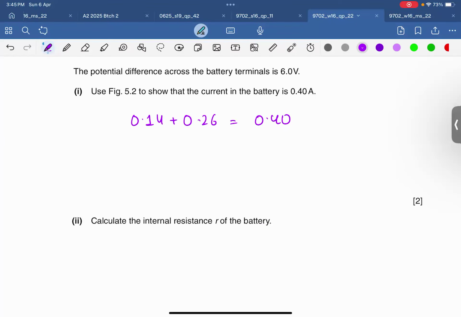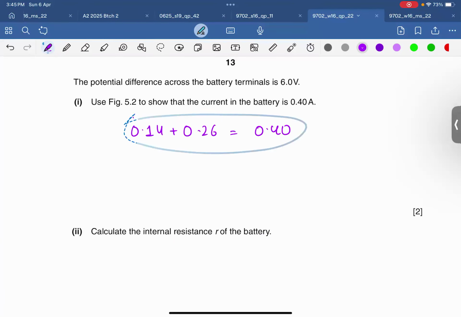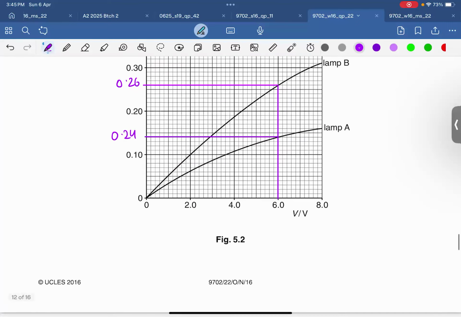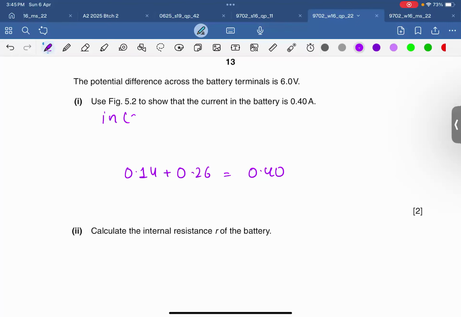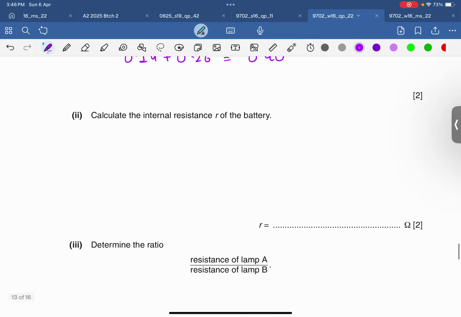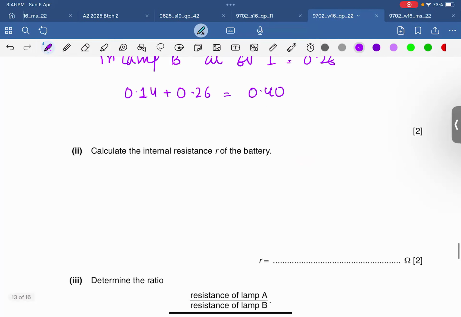If you want to write something more, because it's a show that question, you have to say: in lamp A at 6 volts the current is 0.14, and in lamp B at 6 volts the current is 0.26. Just say that and then add both of them. Now they're saying calculate the internal resistance. What do you do, Yusuf?